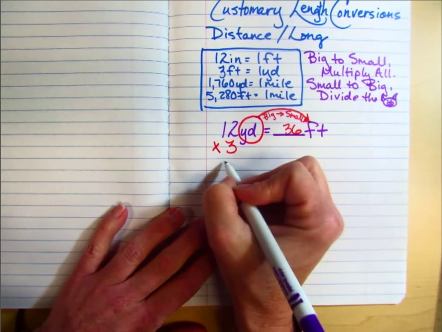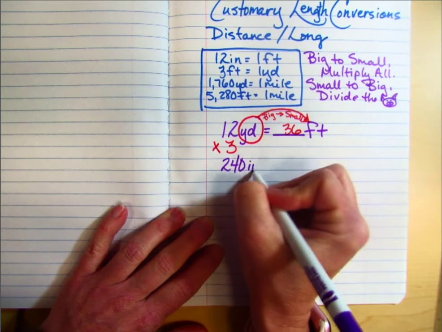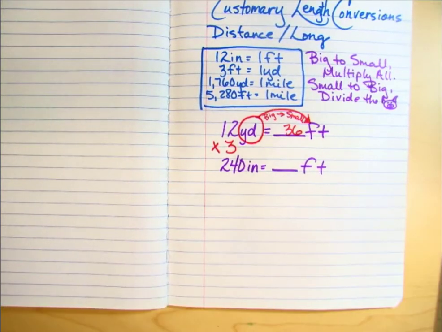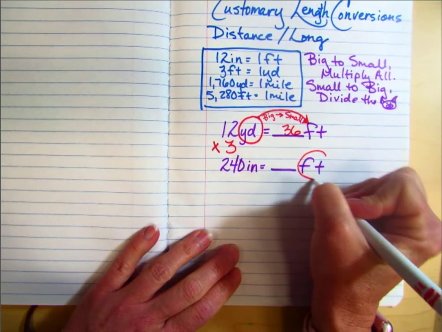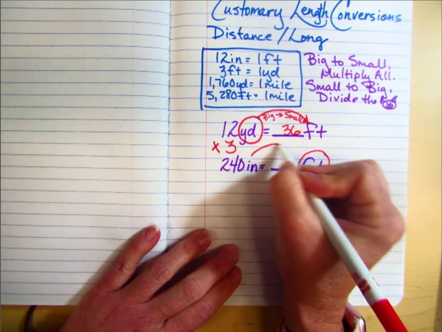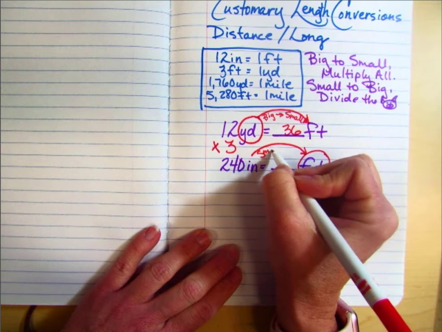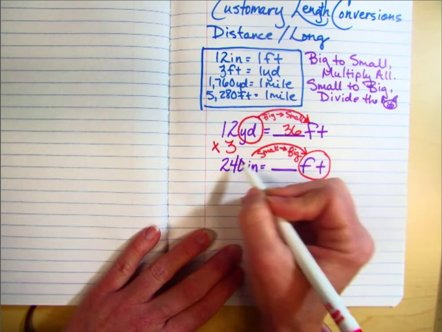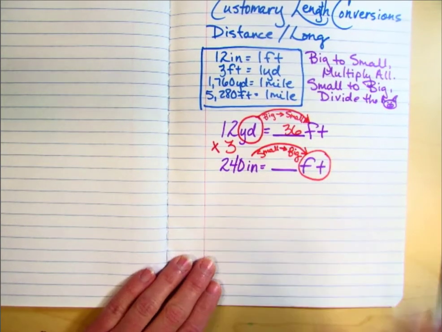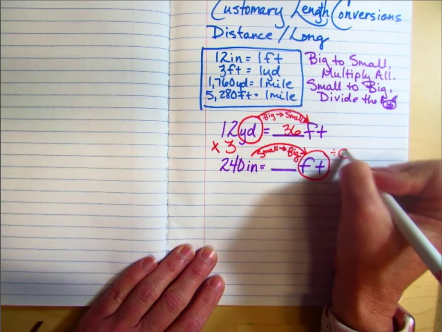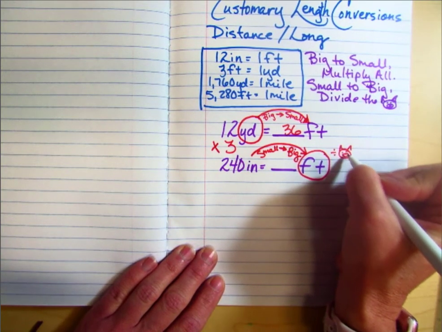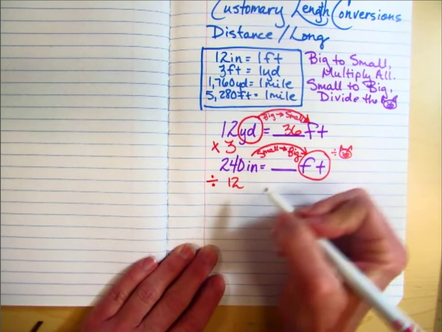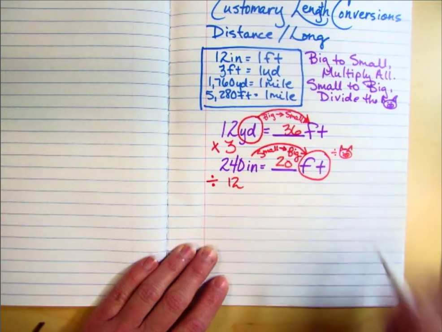If I have 240 inches and I want to change it to feet, now I'm going backwards. I'm going to circle my big. My big is my feet, so I'm going small to big, and you always want to make your conversion go from left to right, just like you read a book. If I'm going small to big, then I divide the pig. I know there are 12 inches in a foot, so I'm doing 240 divided by 12, which is 20 feet.